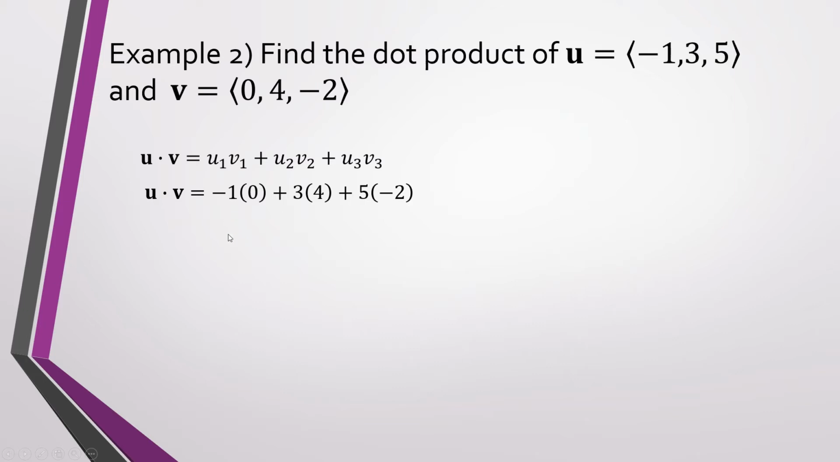-1 times 0 is 0. 3 times 4 is 12. 5 times -2 is -10. So we have 0 plus 12 plus -10, which gives us a dot product of 2.